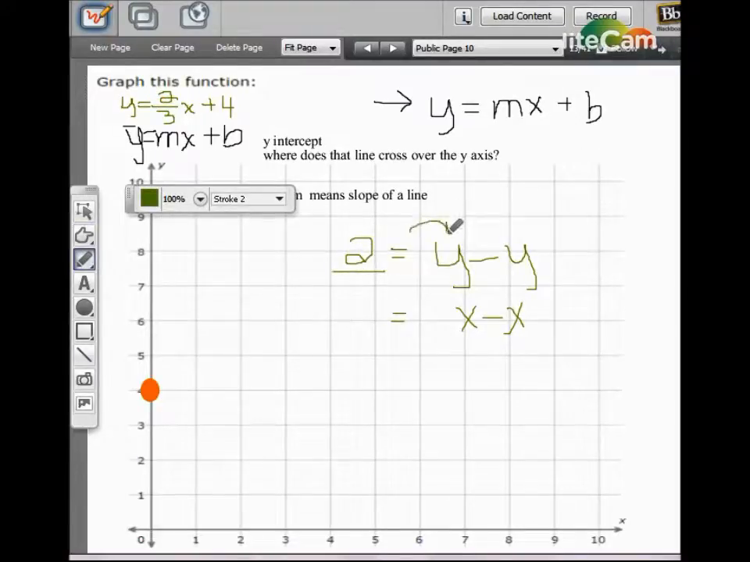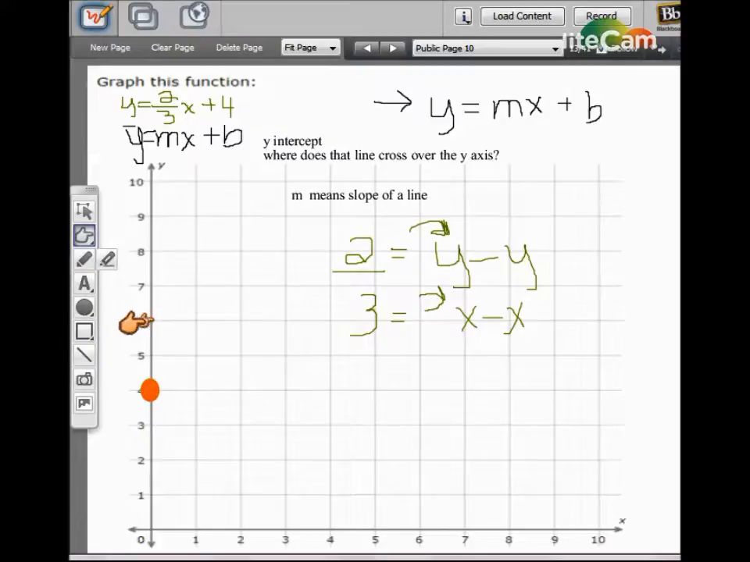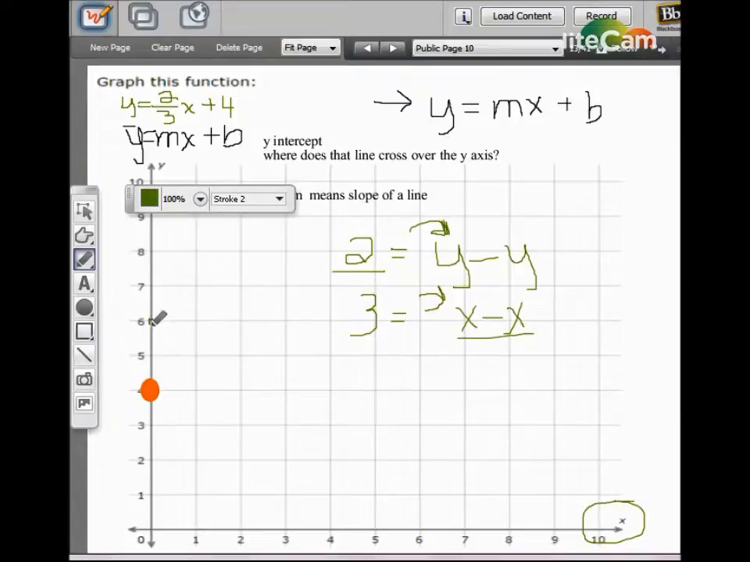2 is where it changes on the y-axis, and 3 is where we move on the x-axis. So we're going to start at the point, we're going to go up on the y-axis 2, and make a little temporary point. We don't need this point, it's just a temporary placeholder. And now we're going to go across 3 on our x-axis. 1, 2, 3, there's our permanent point right there. That's the point we're looking for.